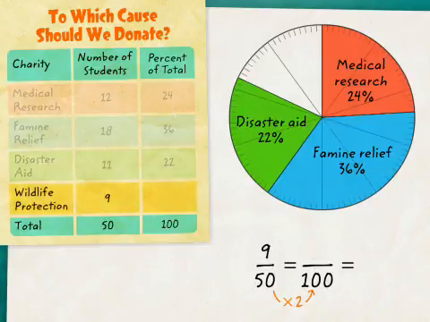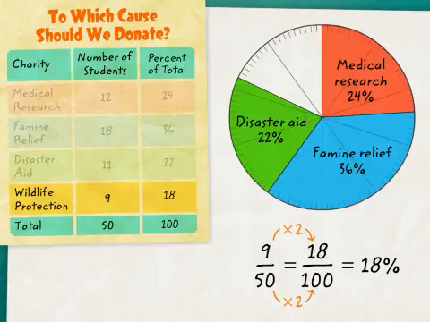9 out of 50 students chose wildlife protection. 50 times 2 is 100. So she multiplied 9 by 2 to get 18. 18% of students chose wildlife protection.